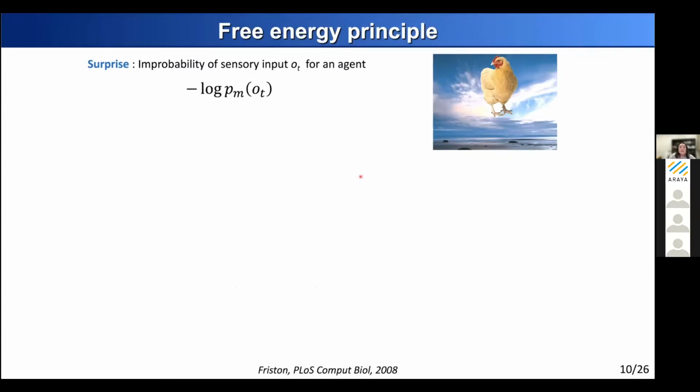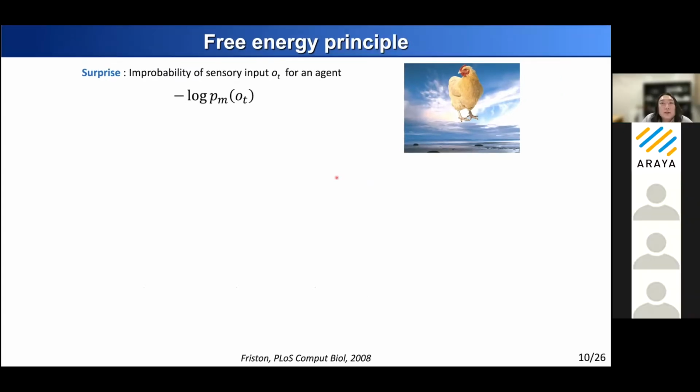So in this slide, I'll briefly define the mathematical basis of the free energy principle. The original purpose of the free energy principle is the minimization of surprise of sensory input, where surprise means the improbability of our sensory input. For example, if we see a chicken flying in the sky, then this is a very surprising visual input. So at that timing, our surprise is high.